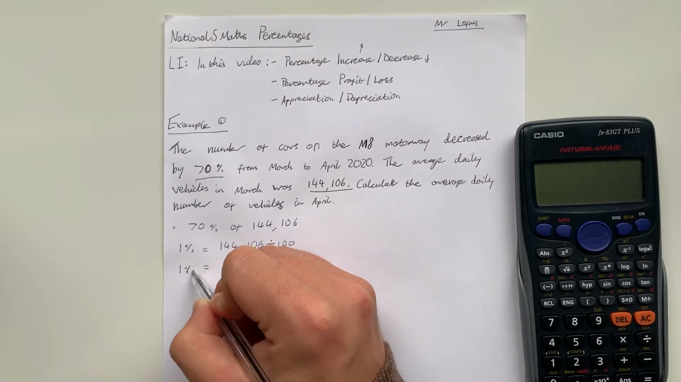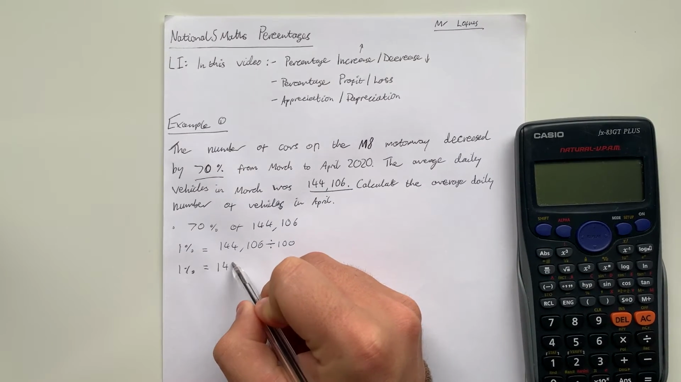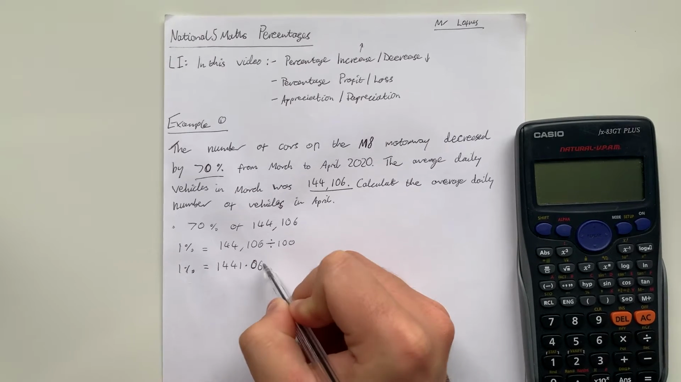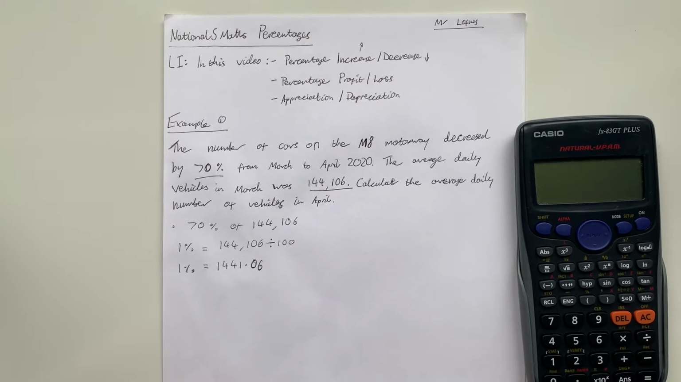Again, we should be able to divide by 100 reasonably easily. Let's just move our figures 2 places to the right. So that's going to be 1441.06. Now, don't be worried about the decimal places at this point in time. We'll worry about rounding and things like that at the end.